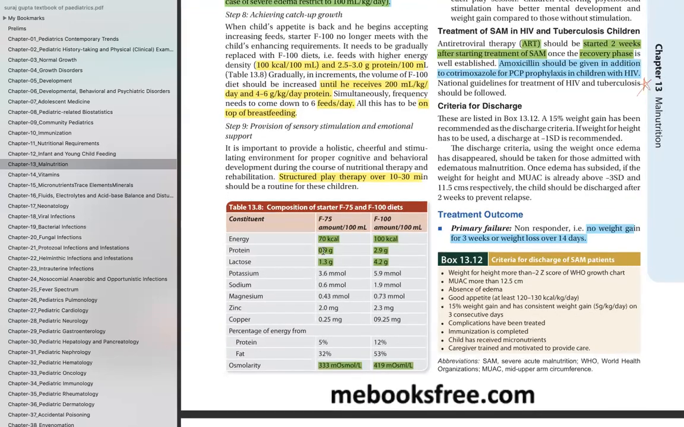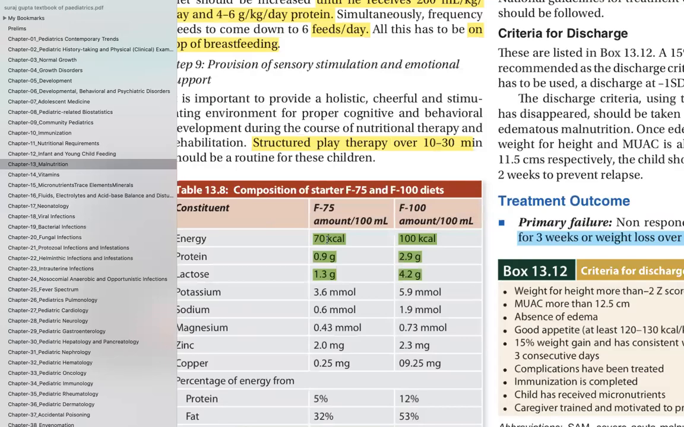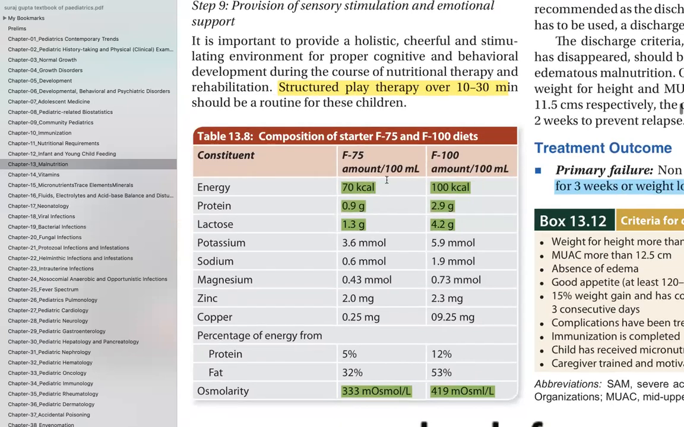F75 and F100, you have to remember this. Calorie, we all know F75 gives 70 to 75 kilocalories, and F100 gives 100 kilocalories. Protein, 0.9 gram in 100 ml. So totally how much to give? Initially, it is 130 ml per kg per day. So it amounts to almost 1.2 to 1.3 grams. F100 has almost three times the protein, 0.9 to 2.9.